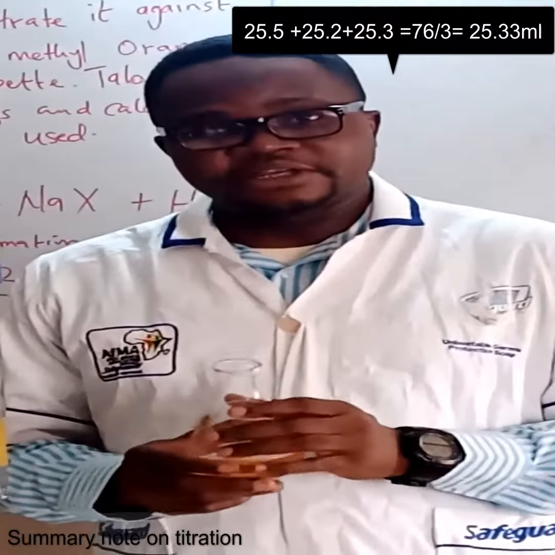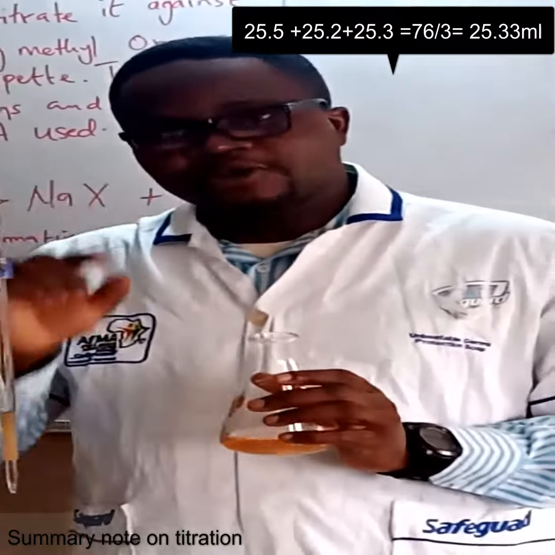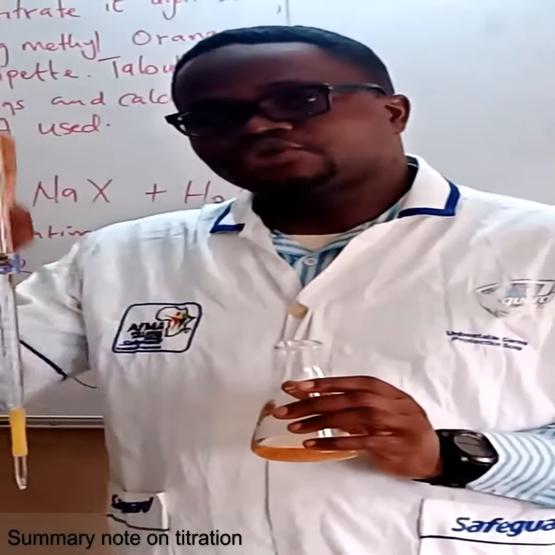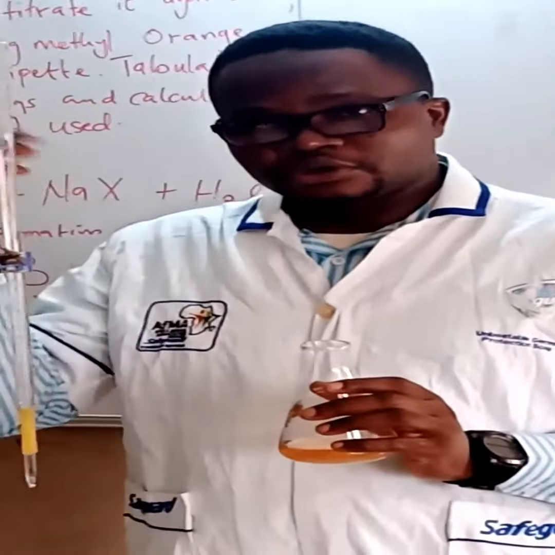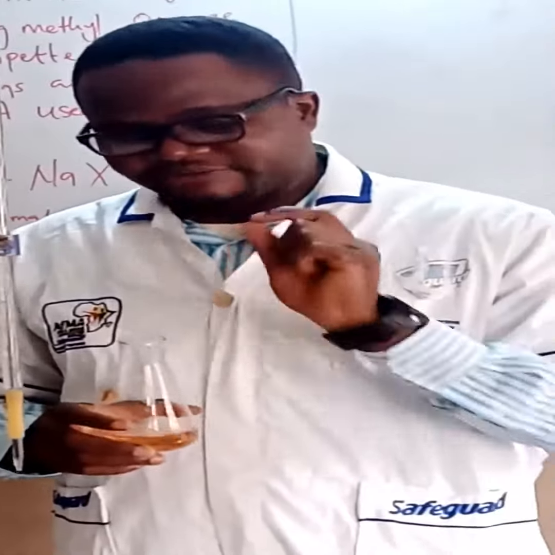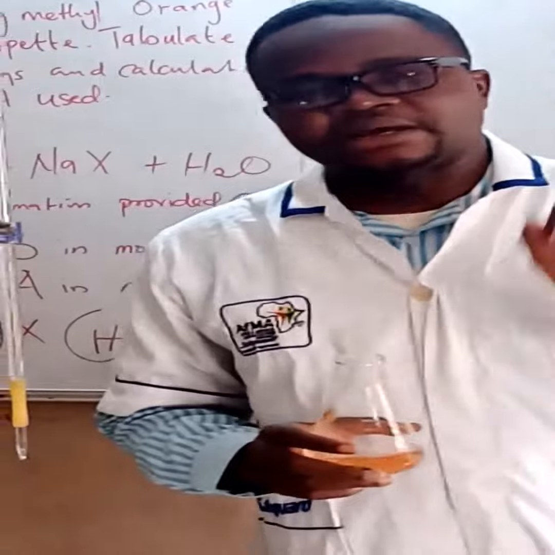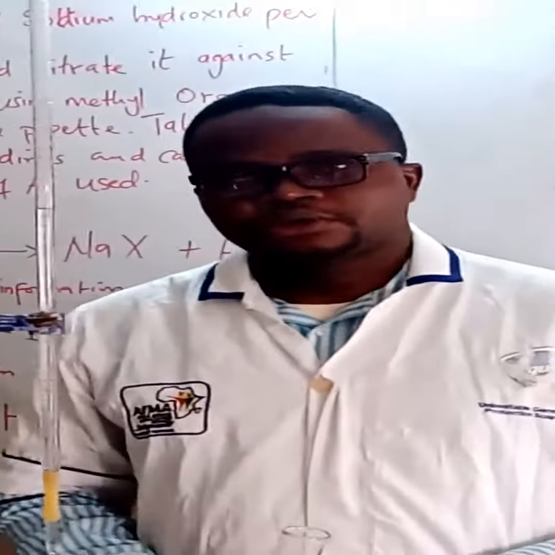So when you divide by 3, whatever value you get will be the average volume of acid used, which you will now use to do your calculations that follow your question 1A, 1B, 1C. So the average titre value, you get it from your first titre, second titre, and third titre. Don't include your rough value.